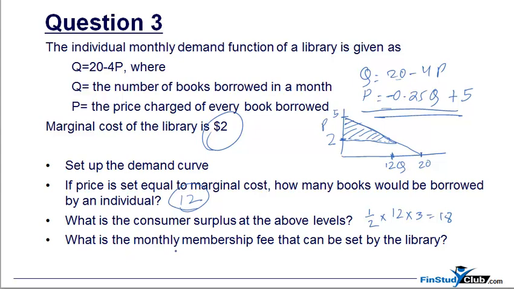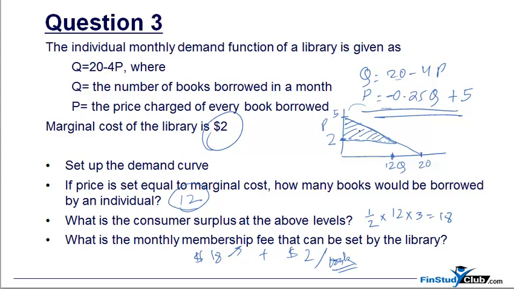Alright. Next question. What is the monthly membership fee that can be set by the library? And this is a very good one. This would require a bit of thinking. Now the library could be quite well off by charging a membership fee of $18, which is nothing but the consumer surplus. So what the library could propose is an $18 membership fee, plus a $2 price that they would charge for every book borrowed. Okay, for every book borrowed, they're going to charge $2, and they would keep the monthly membership bulk fee at $18. Now how did we get this $18? Well, that's basically the consumer surplus.